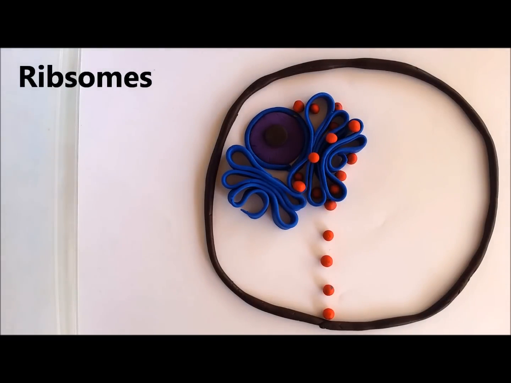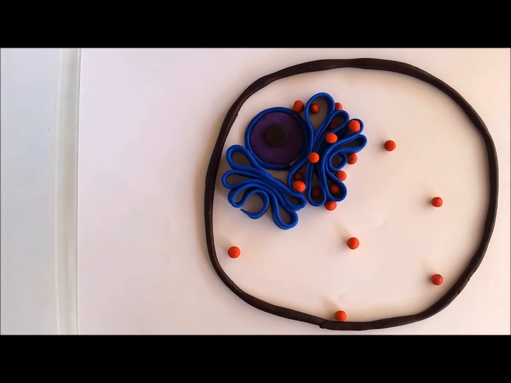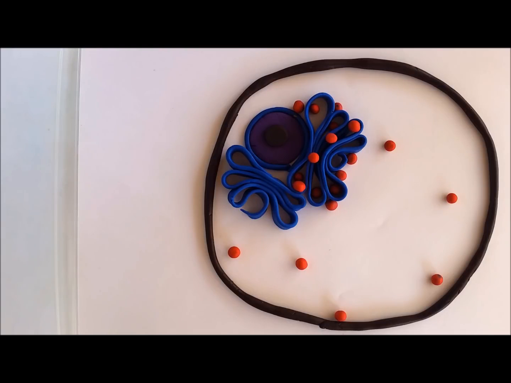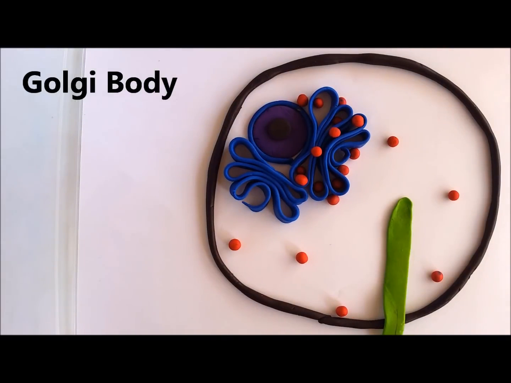Then we have the ribosomes, which we spoke of earlier, and their primary role is to produce proteins. They're highly concentrated on the outside of the rough endoplasmic reticulum, giving it a rough texture, which is where it gets its name from, but they can also be found throughout the cell.